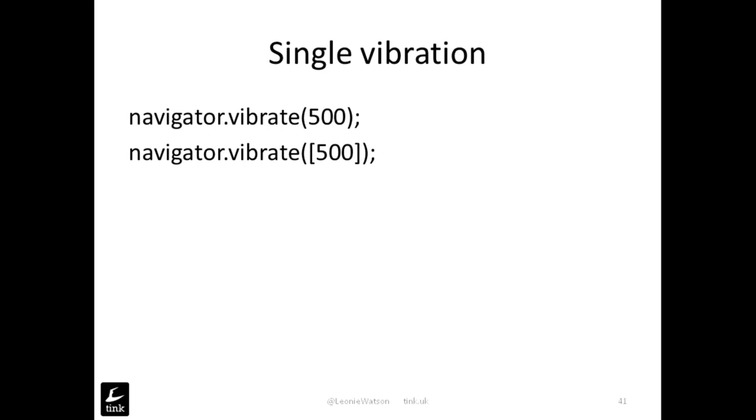There is only one method in this entire API. It has to be about the most simple API out there, and that's just vibrate. So if you want to create a single pulse, you just apply that to the navigator object. You can do this in two different ways at this point. You can either just give it a single integer value that represents the number of milliseconds you want the vibration pulse to last for, or you can give it an array with just a single index in it for the same, the number of milliseconds that the vibration pulse should last.